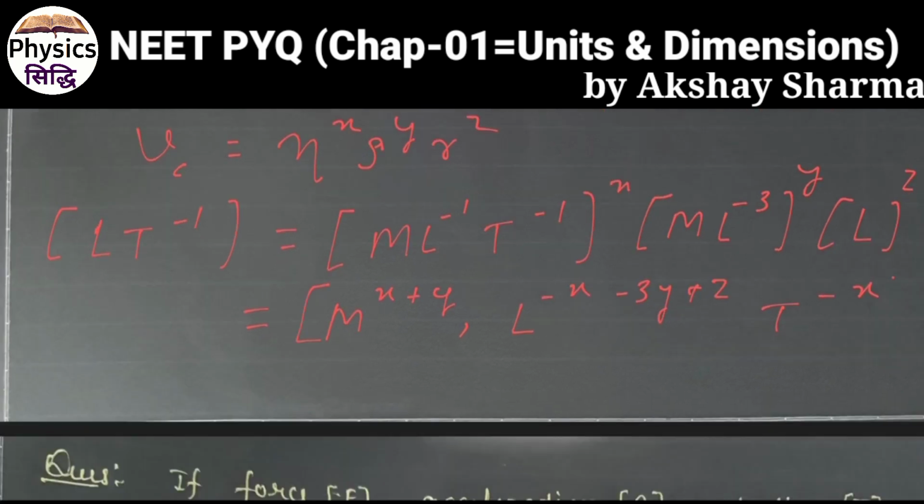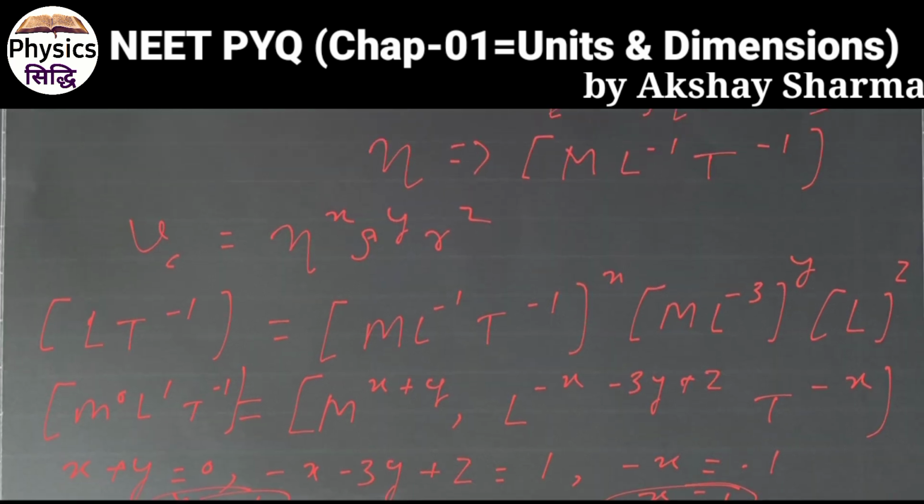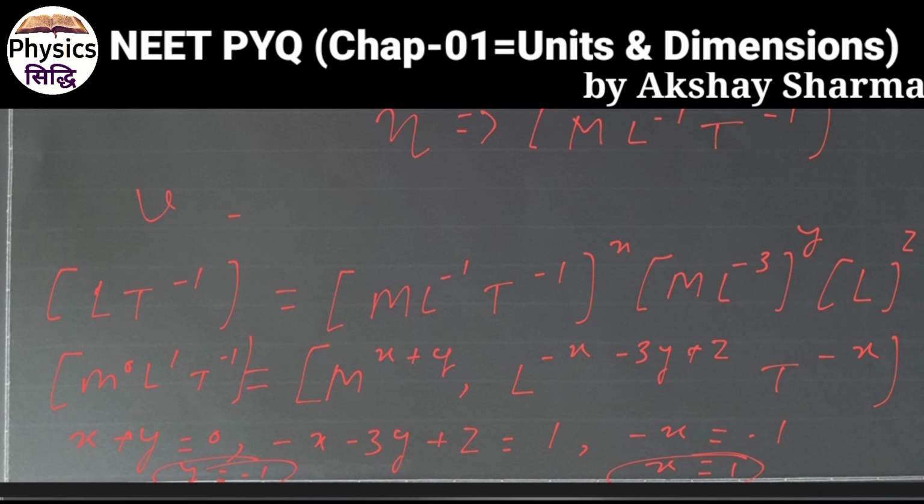After comparing this, lt minus 1, m to the power 0, l to the power 1, t to the power minus 1, it becomes x plus y will be equal to 0, minus x minus 3y plus z equal to 1, and minus x equal to minus 1. It means x is 1. So if x is 1, then y is minus 1, and let's solve it right here. Just rough it.